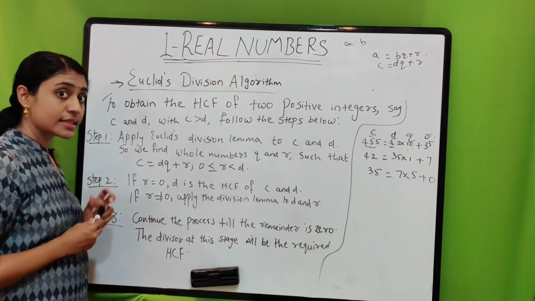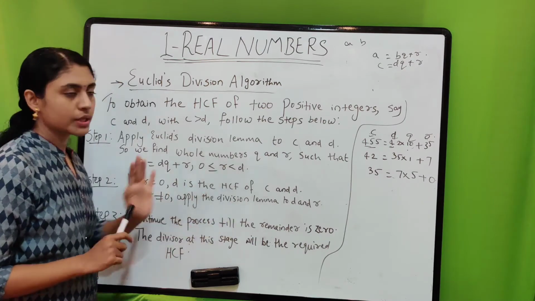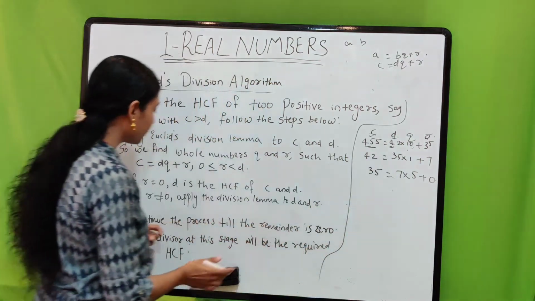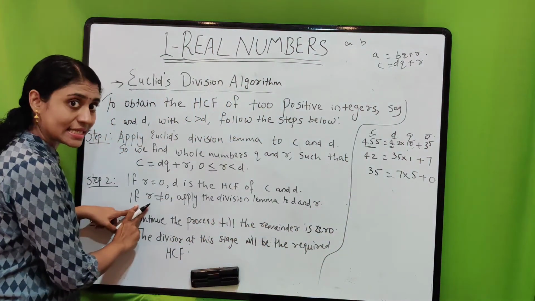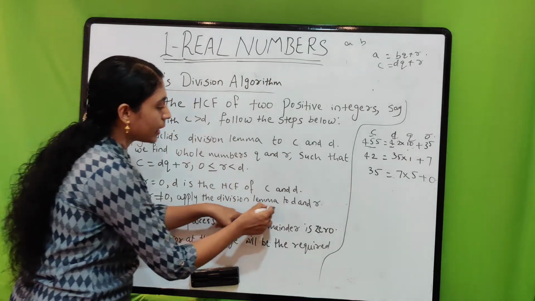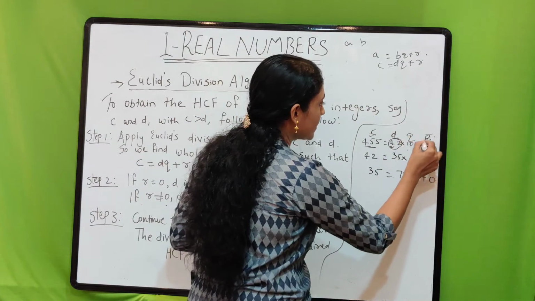Okay? If R is equal to 0, then D, that is divisor, is the HCF of C and D. But here R is not 0 in this stage, right? So we can go to the next sentence. If R is not equal to 0, apply the division lemma to D and R.